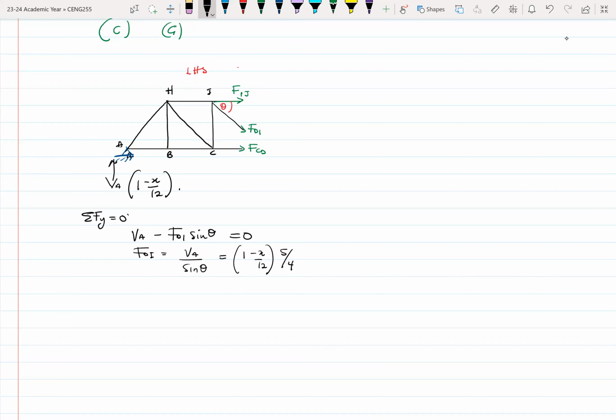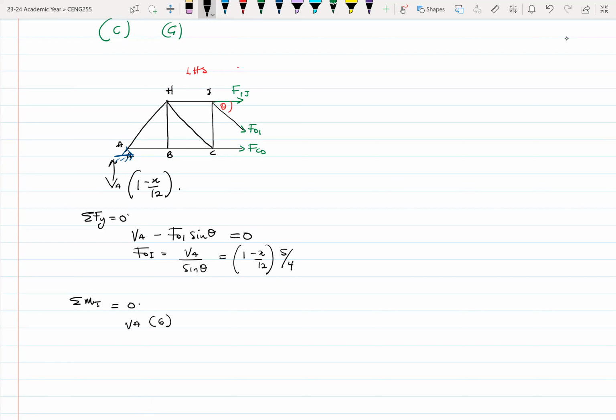You can leave it as it is, or you can expand it if you want. It's entirely up to you. This way, to me, is the best. Then let's also take moment. Let's say summation of moment at I to be equal to 0. So we get VA times 6 meters.